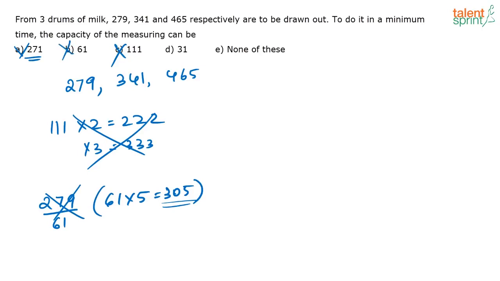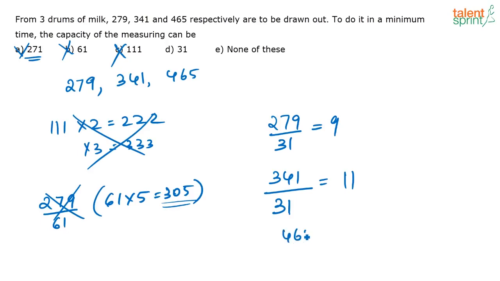So again, you can say that this option is also not true. Now, look at 31. What is 279 by 31? 31 into 9 is 279. Similarly, 341 divided by 31 is 11. And 465 divided by 31 should be 15, correct? So 279 is 31 into 9, 341 is 31 into 11, and 465 is 31 into 15. So definitely the highest common factor has to be 31 and nothing else. So the correct answer is option D.